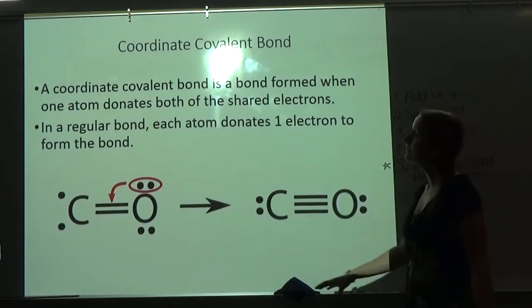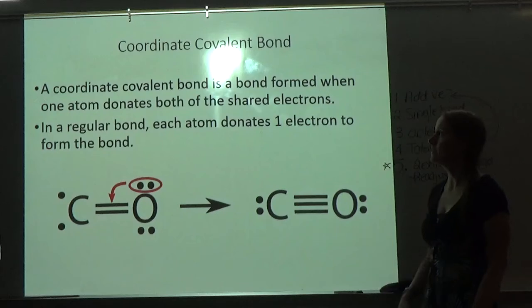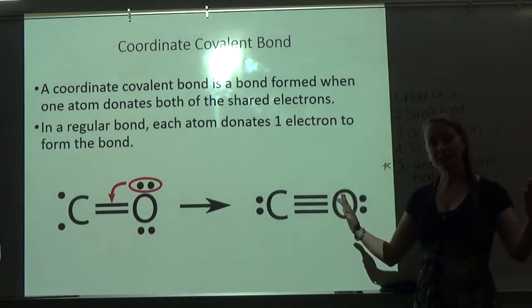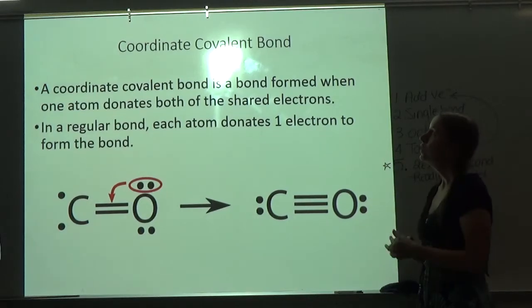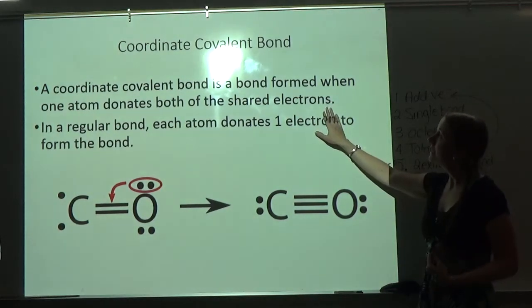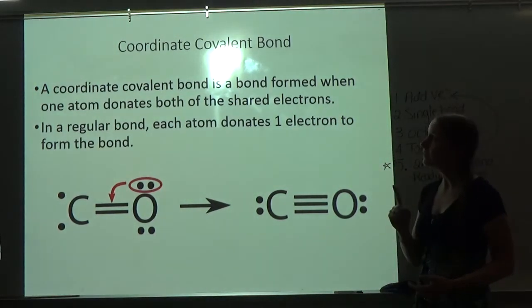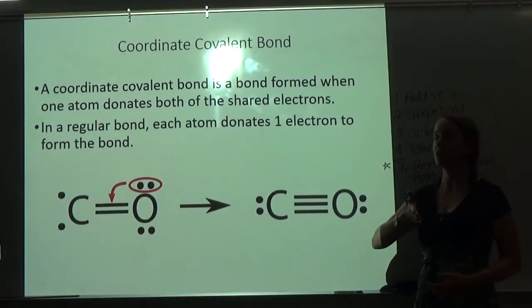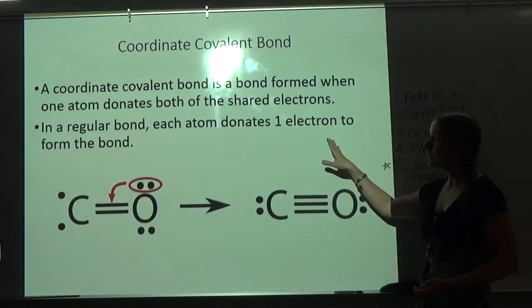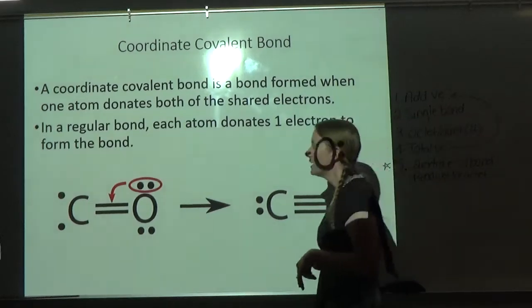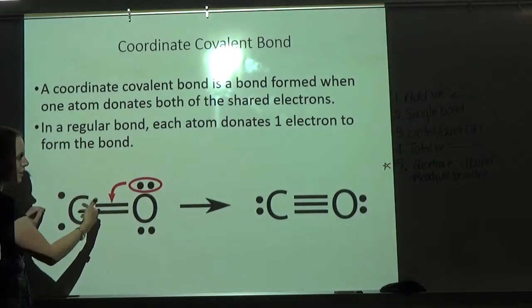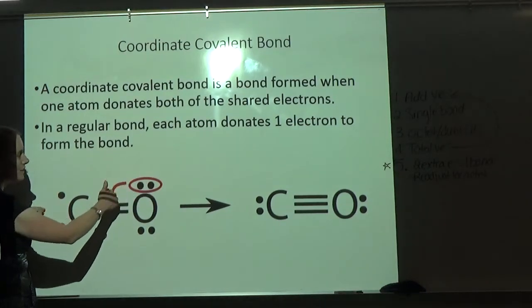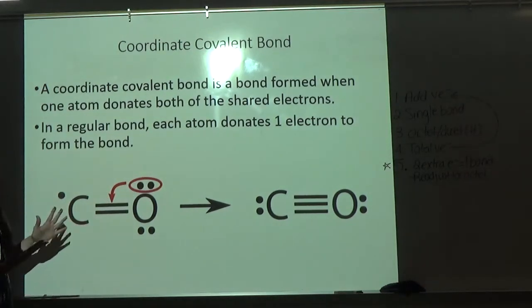Alright, so the next thing we're going to talk about is a coordinate covalent bond. In normal covalent bonds, each atom donates 1 electron and then they share the pair. Well, in a coordinate covalent bond, it's a bond formed when 1 atom donates both of the shared electrons. In a regular bond, like I said, each one donates 1. So for example here, C and O, they need a 3rd bond. So O actually ends up donating both electrons to the bond.